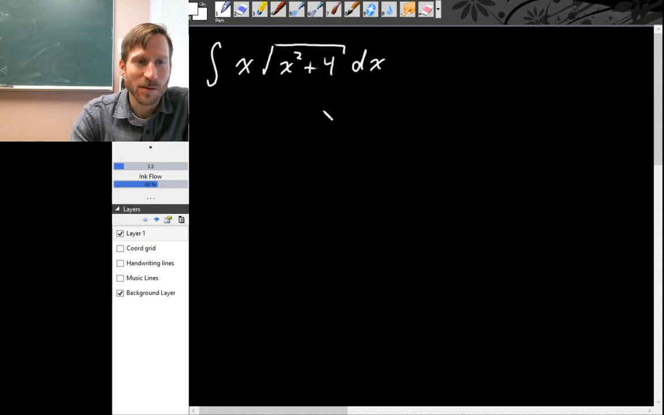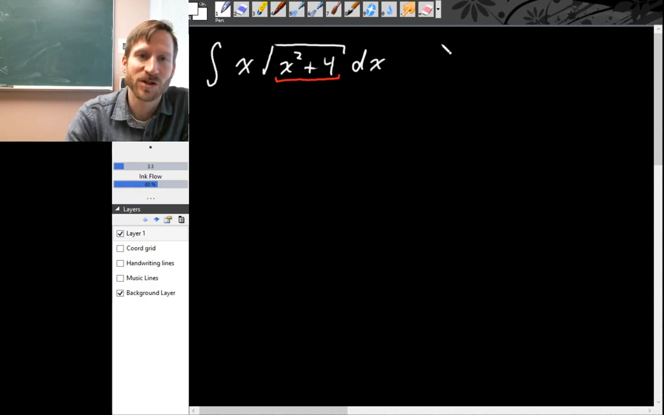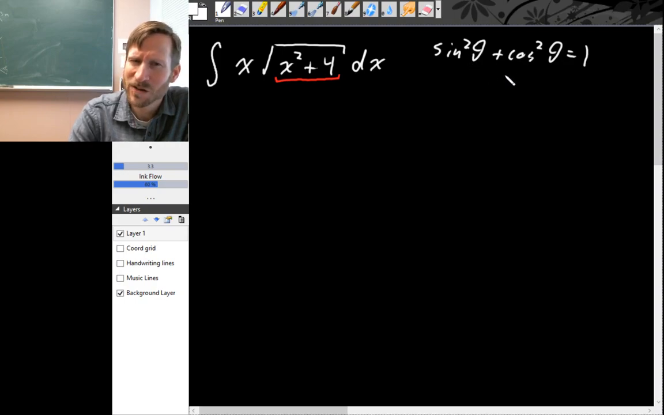So like the last example, there's an inside part with a square in it that might make you think of a Pythagorean identity for trigonometric functions, something like sine squared theta plus cosine squared theta equals 1. Except in this Pythagorean identity, there are two squared variable parts on the same side with a plus in between. But in our integrand, we don't have two squared variable parts. One part is a constant.